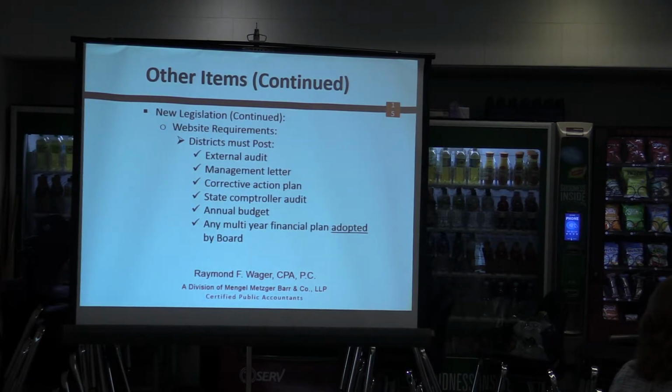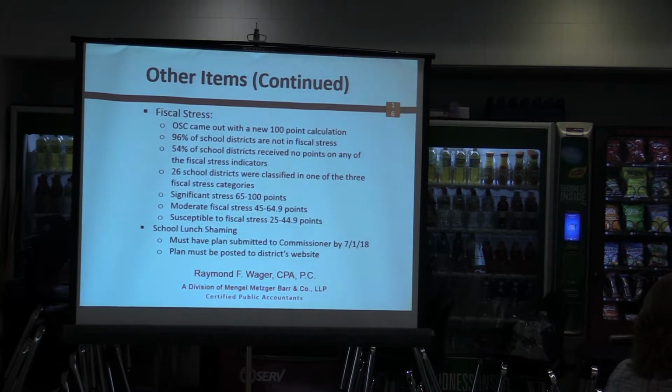In addition to that, new website requirements. Effective for this year was posting the different audit reports you have to your website, again in the eyes of more transparency, putting this information out there for the community. So the audit, management letter, any corrective action plan, any state audit, and obviously your budget need to be reported. So again, all brand new legislation that school districts have to continue to report on, continuing to move in that transparency direction.